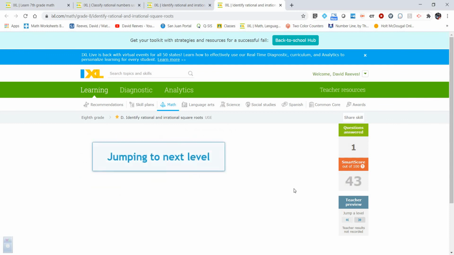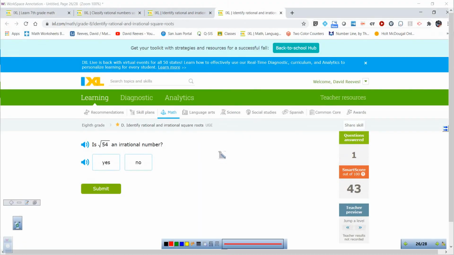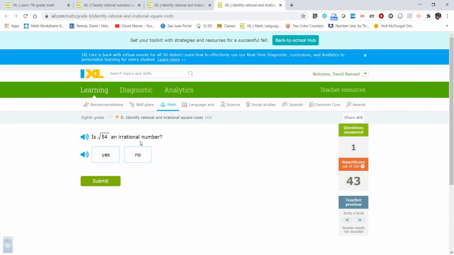All right, let's skip up to the next level. What do they have? Square root of 54. Is it irrational? Again, square root of 49 is 7. Square root of 54 would be here. Square root of 64 is 8. So it's in between 7 and 8. All right, it's going to be irrational. So is it irrational? Yes, it's irrational.